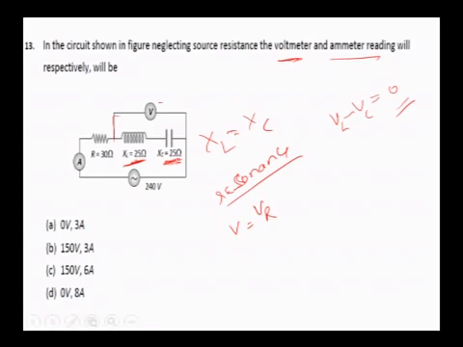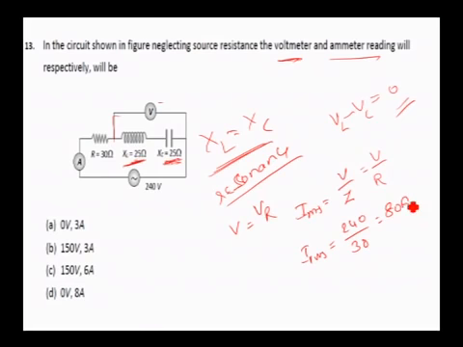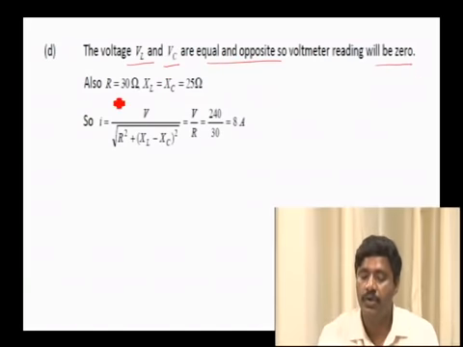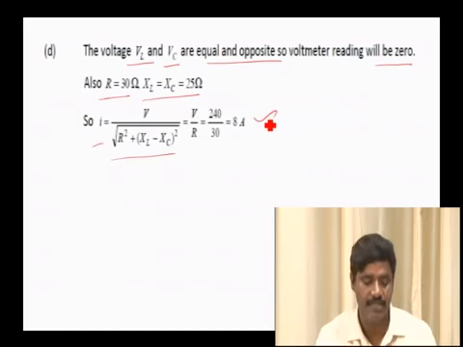But the ammeter reading. Ammeter is nothing but current IRMS. It is total voltage divided by the total impedance. But resonance means XL is equal to XC, so V divided by Z is equal to R. Then IRMS: V is 240, Z is 30, then 240 by 30 is 8 ampere, which is option D. Look at this, voltage across VL and VC are equal and opposite, hence voltmeter reading 0, resistance 30, XL XC 25, the current is equal to 8 ampere.